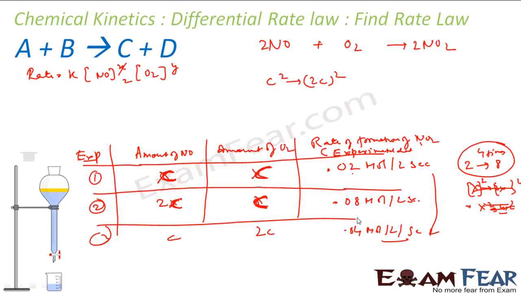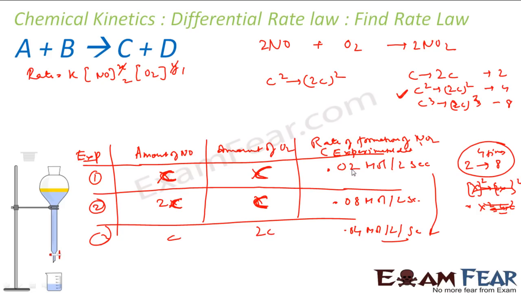Correct? That means it is T power 1. See, C becomes 2C, or C square becomes 2C square, or C cube becomes 2C cube, right? Only three possibilities like this for the value of X. Now, in this case, 2 to 8 is a 4 times jump. So this is 2 times jump, this is 4 times jump, this is 8 times jump. Since there was a 4 times jump, that means I am talking about this scenario. That means the power was 2.